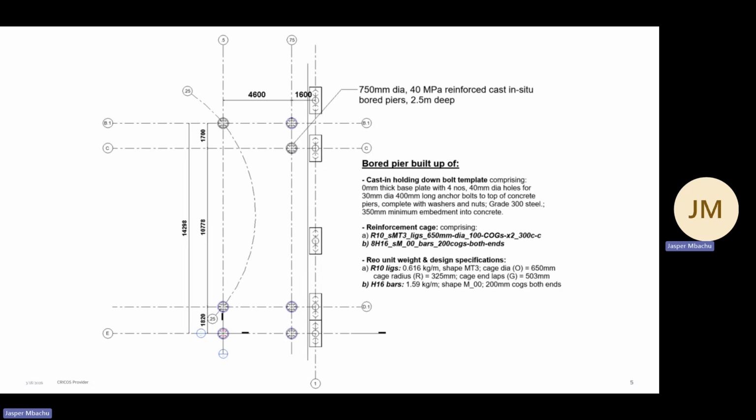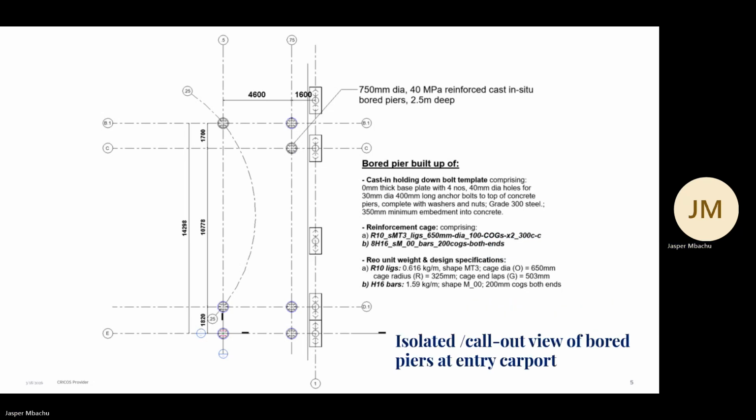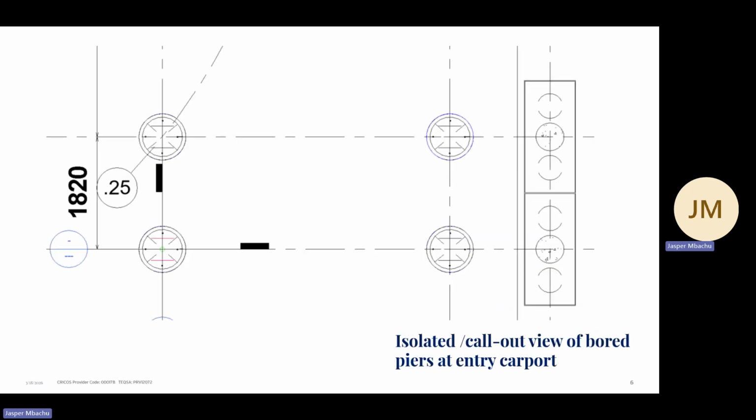The essence of including those piers and the carports that interface them is just to help put them in context in relation with the rest of the building, but they are not relevant. What is of relevance is the plan layout of those board piers, and we're going to do the annotations just like we have here. And so an isolated callout view of the piers at the entry carport is what we start with, and then we will try to put all those reinforcing designs as well as the casting holding down bolts.